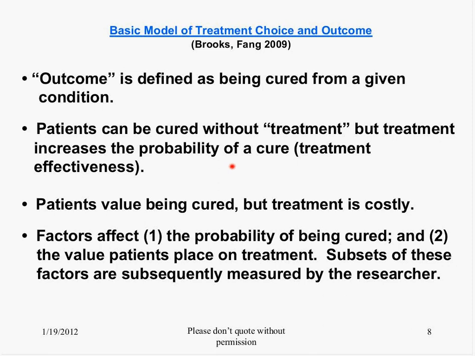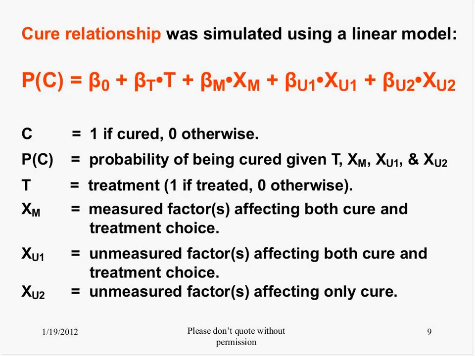And in our model, there's a cure relationship, and all these models, like I said, are very simple linear models, where we model that the probability of a cure equals a linear function of T, whether someone's treated or not, and this XM variable, which is going to be our measured covariate, and two covariates which will be subsequently unmeasured by the researcher, XU1, XU2.